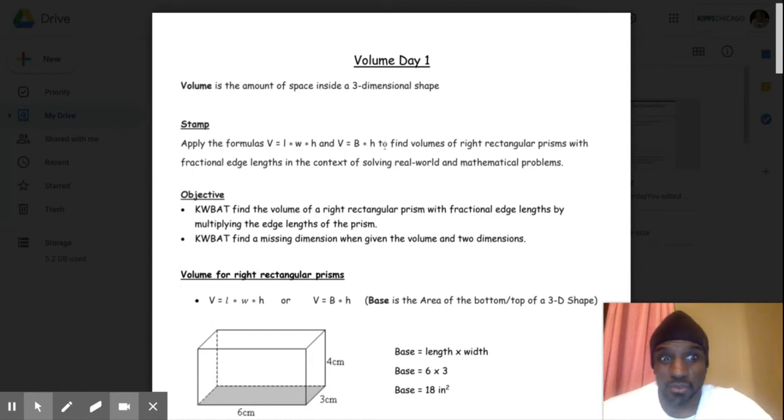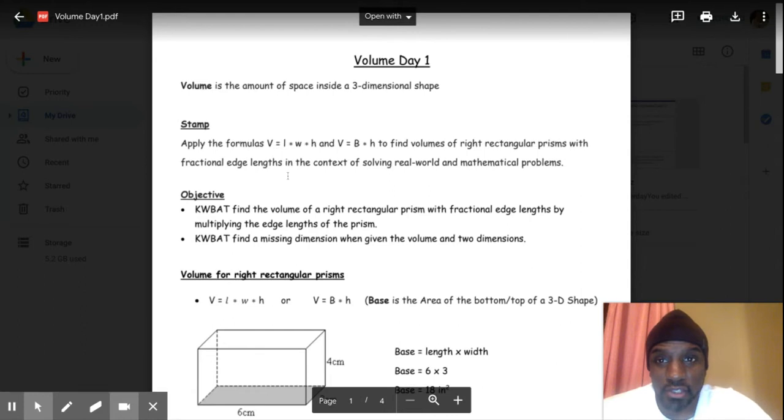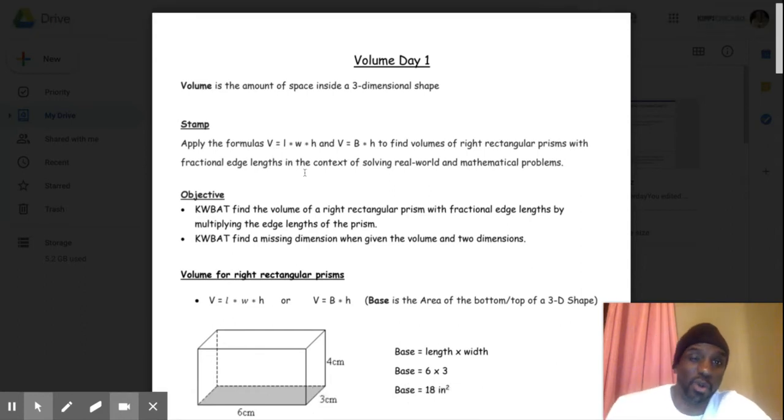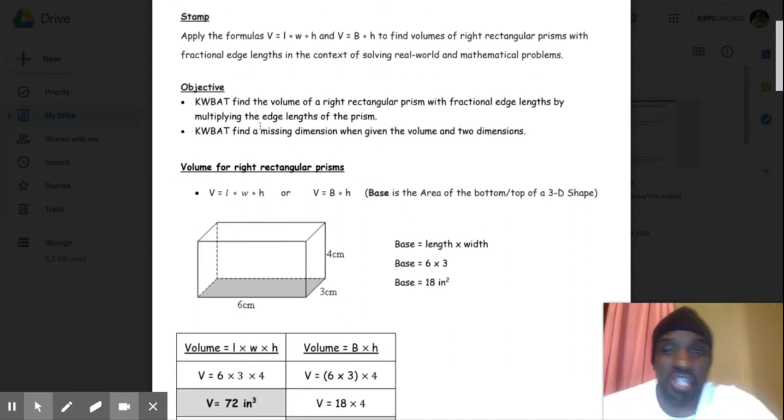So how is it you got two different formulas for the same shape? Okay, to find the volume of a right rectangular prism with fractional edge lengths in the context of solving real world and mathematical problems. So we'll be looking at some real world problems. Our objective is to find the volume of a right rectangular prism with fractional edge lengths. Also to find a missing dimension when given the volume and two other dimensions. So you'll be solving for variables today. Maybe you'll be solving for the height. Maybe you're solving for the length. Maybe you're solving for the width. We don't know. So here we go.